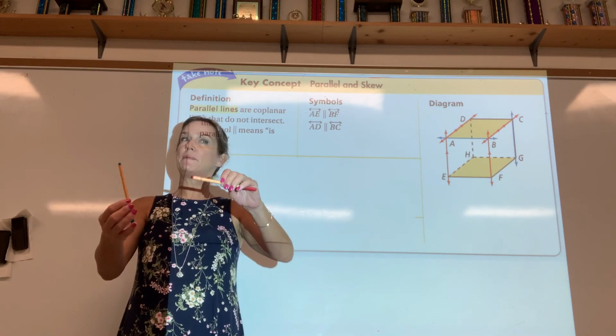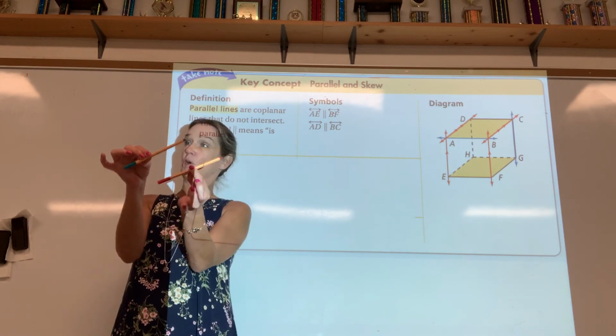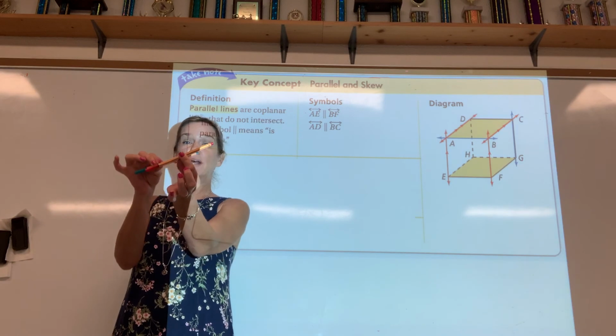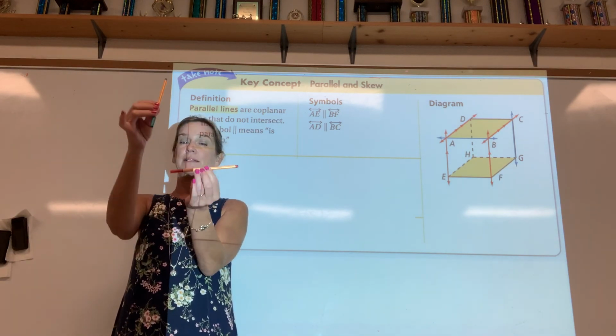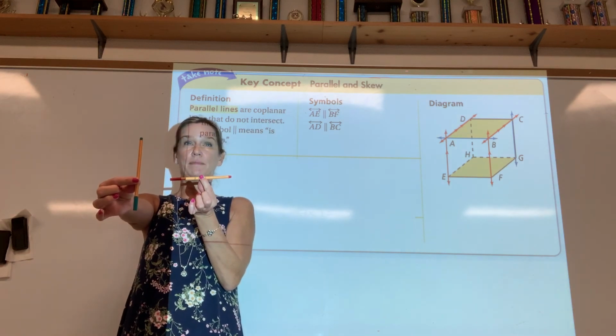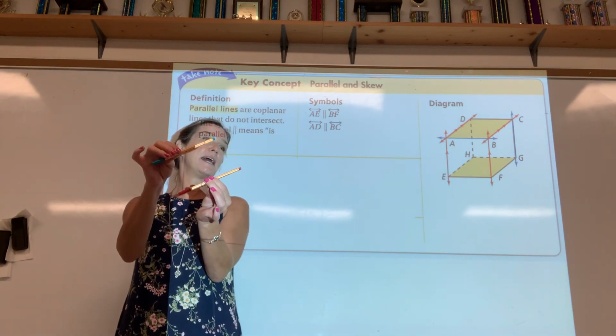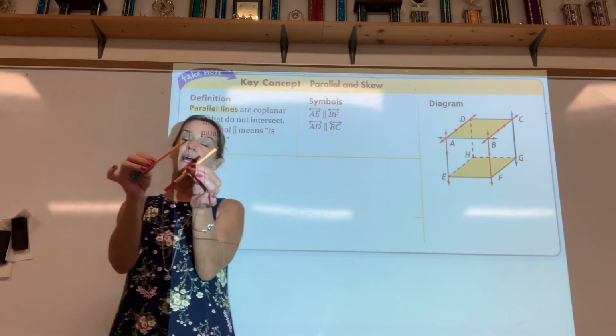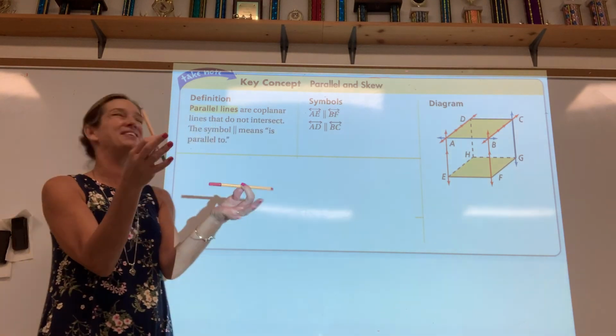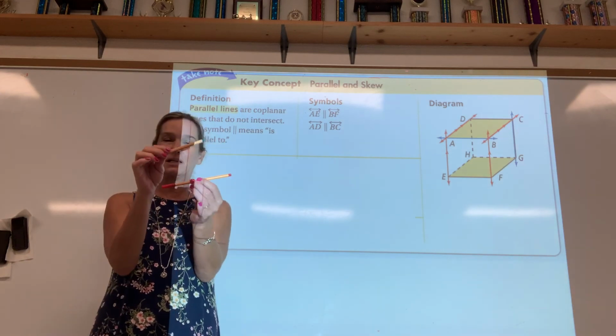Okay, parallel lines don't intersect, but just the fact that they don't intersect doesn't make them parallel, because these lines don't intersect either. It's the fact that they don't intersect, but they're on the same plane. Parallel lines won't intersect, but they're on the same plane. You don't have to know that definition, just recognize parallel lines.